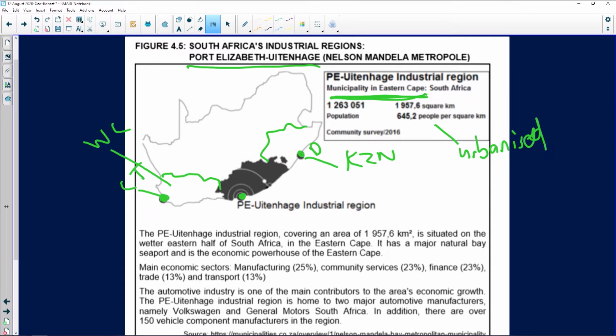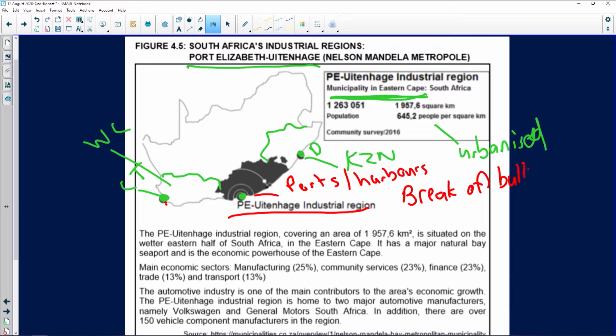Now, another interesting fact, just want to point this out to you. What do we call all three of these places situated on the coast? Now, obviously, they're on the coastline. So we're looking at ports. We're looking at harbors. And all three of these settlements, I know we're focusing on the Port Elizabeth Uitenhage Industrial Region, but all of them are break of bulk points.